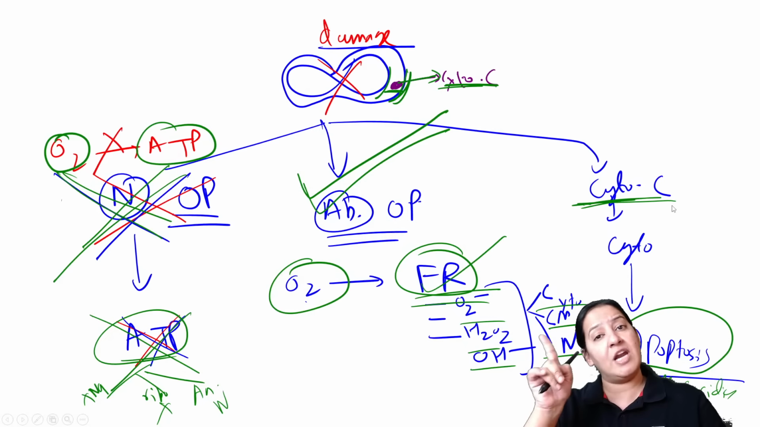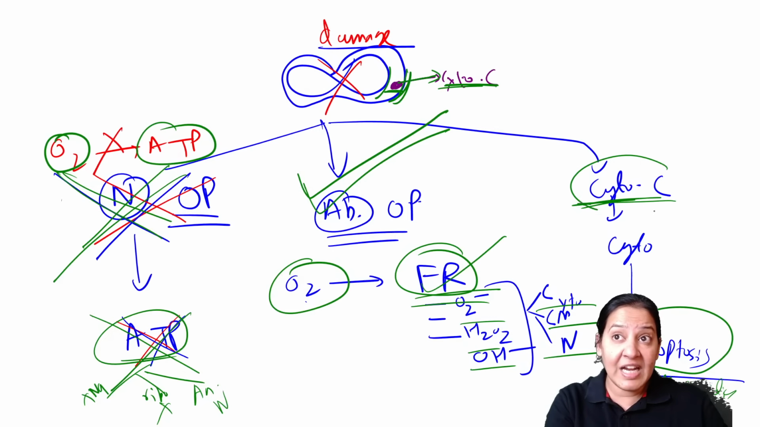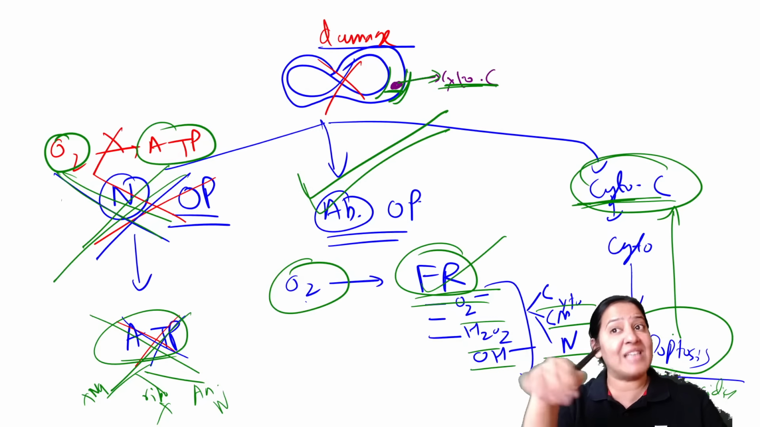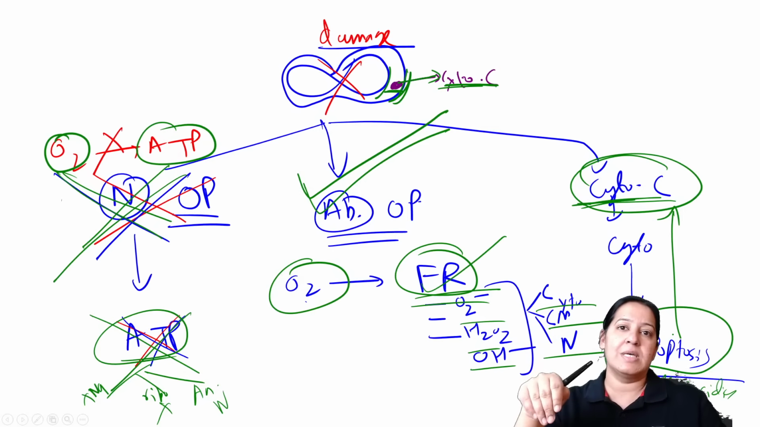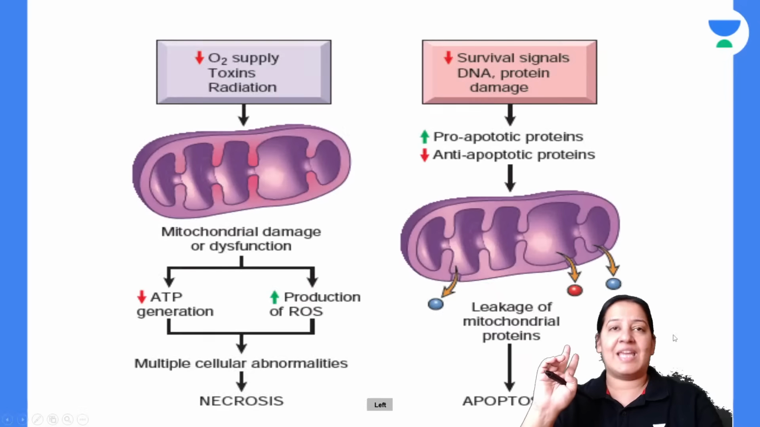I request you to attend my next lecture after cell injury, that is apoptosis, in which I will give you a detailed description of what cytochrome C is actually doing in apoptosis, step by step. So here that much is sufficient. Have you got it? Everyone got it? Should I proceed? So that is the second way.